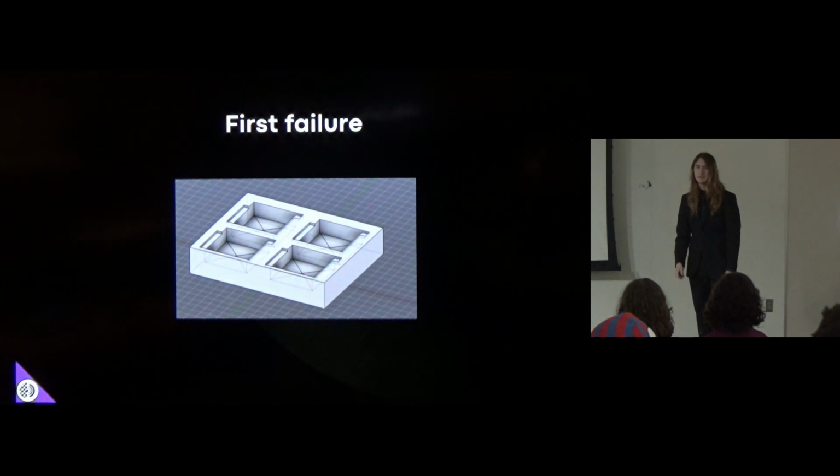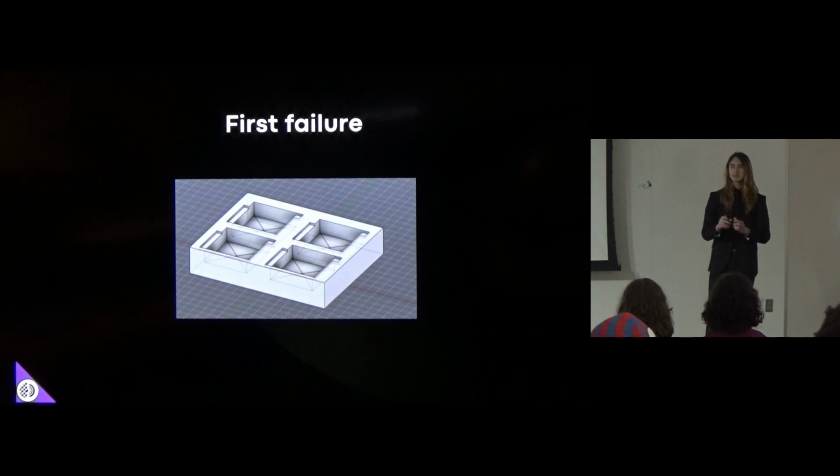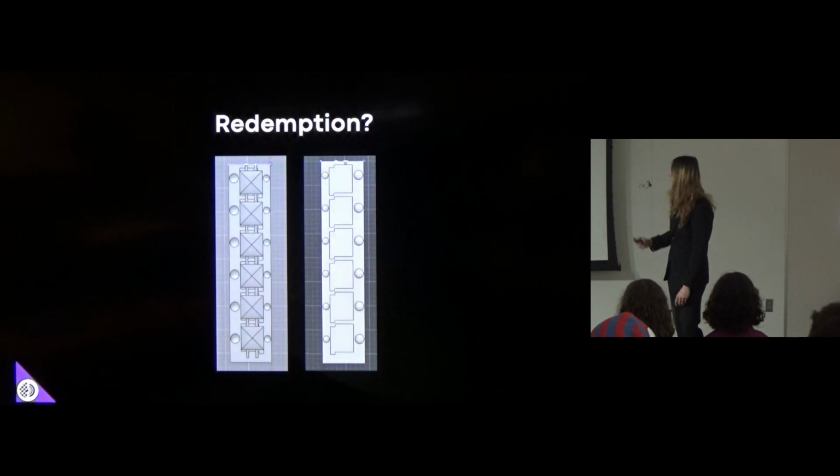I printed it using TPU, which is a more flexible material, which would allow me, I thought, to break out the mold. But my TPU was a little moist, so it caused gaps and bubbles in the print. So when I poured them, I came back out to a puddle around my mold. So my next naive approach was a cast.